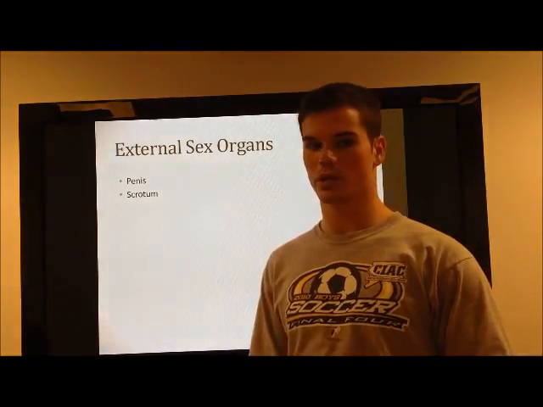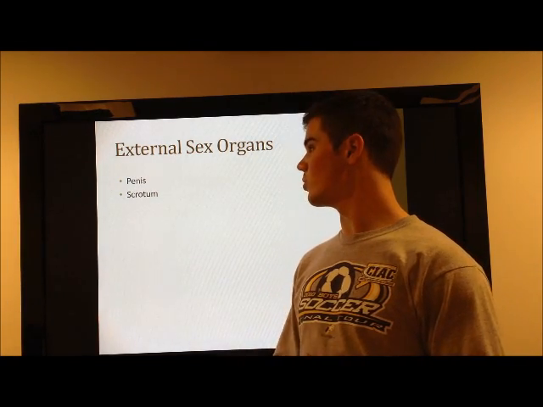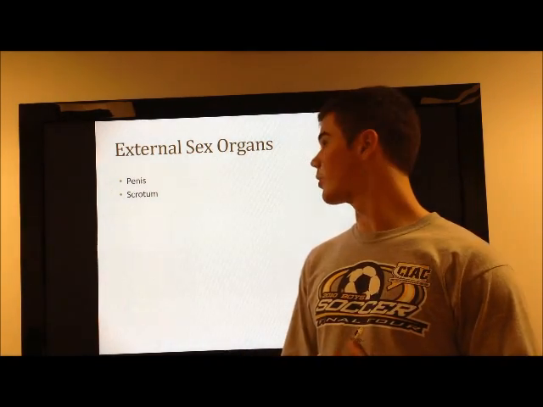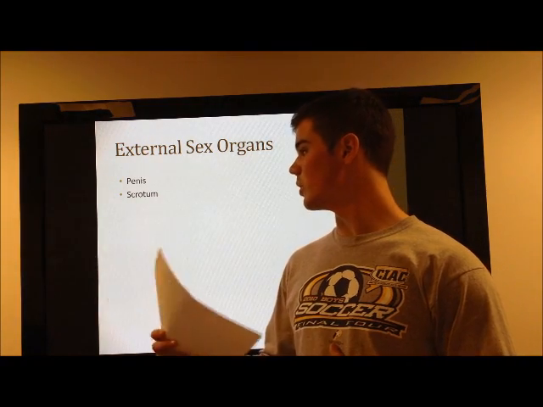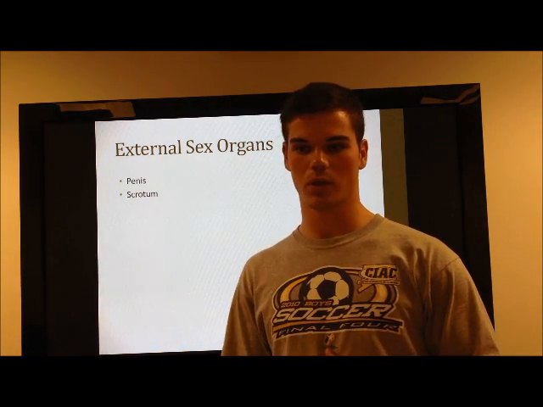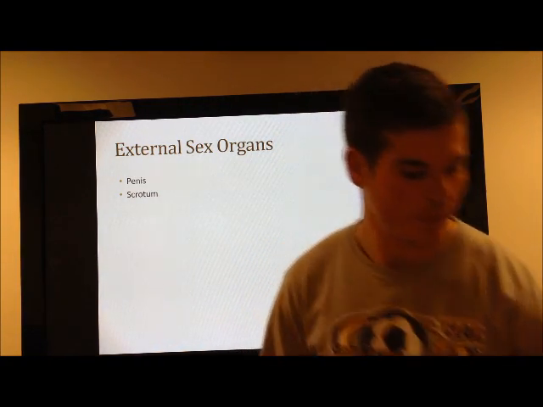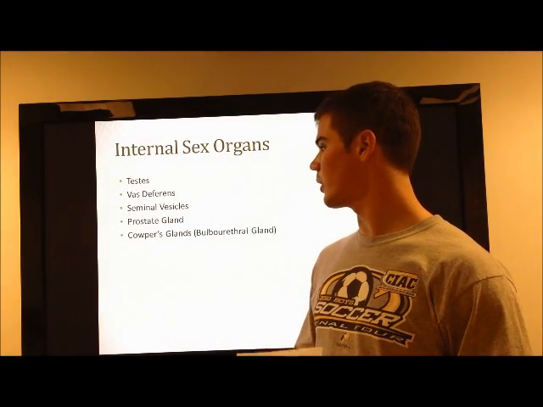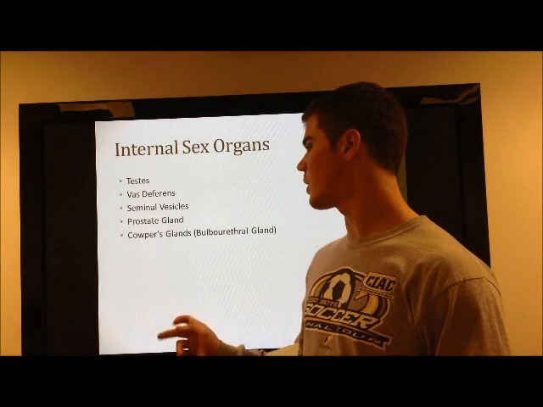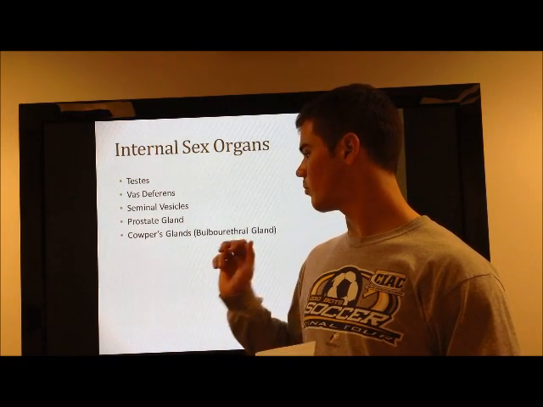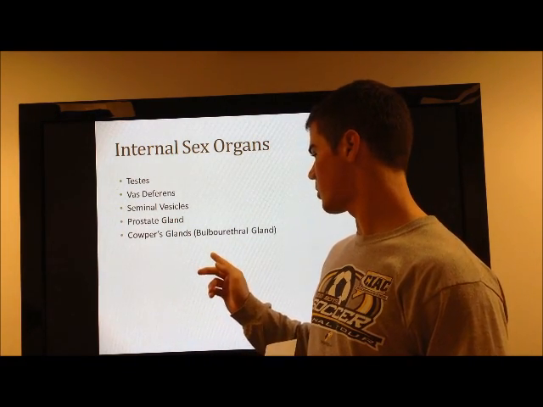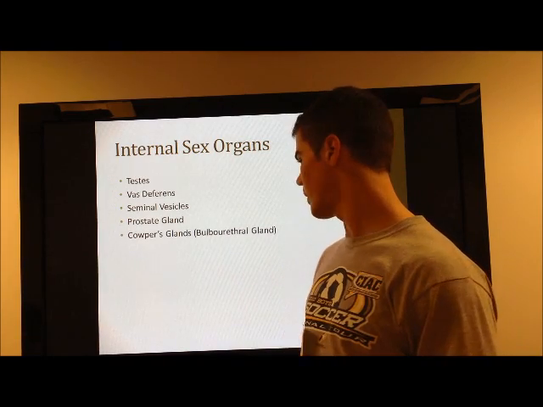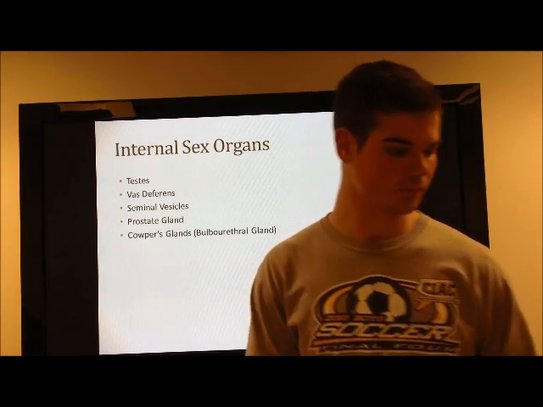So the reproductive anatomy is divided up into two main sections: external sex organs, which include the penis and scrotum, which obviously are external to the body, and then there are the internal sex organs, which are the testes, the vas deferens, seminal vesicles, prostate gland, and Cowper's gland, which, as I said before, is also known as the bulbourethral gland.